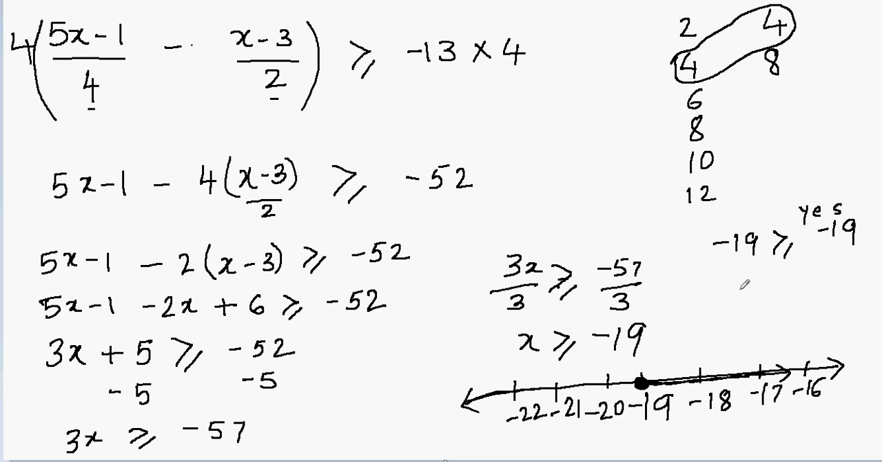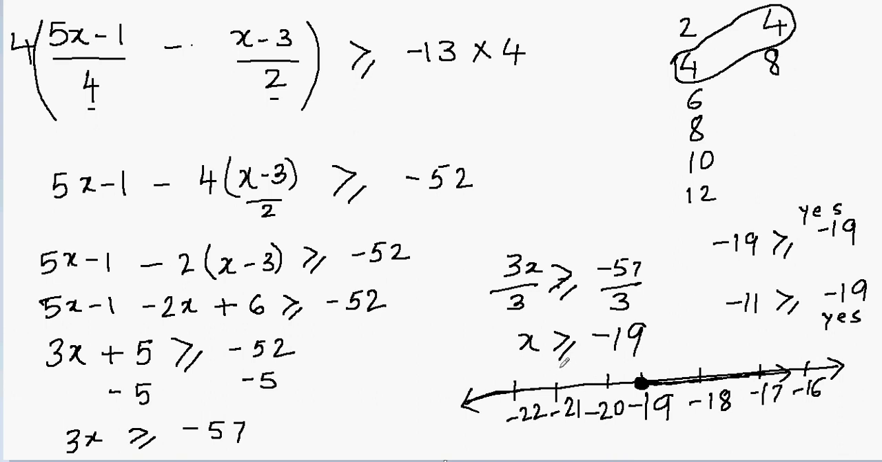Now you can plug in any other value for x which is greater than negative 19. Let's put negative 11, since negative 11 is greater than negative 19. Now you can see, is negative 11 greater than or equal to negative 19? Yes. So that means your inequality is true whenever the value of x is greater than negative 19 or equal to negative 19. That's why you make a closed circle on negative 19, because it is a part of your solution.